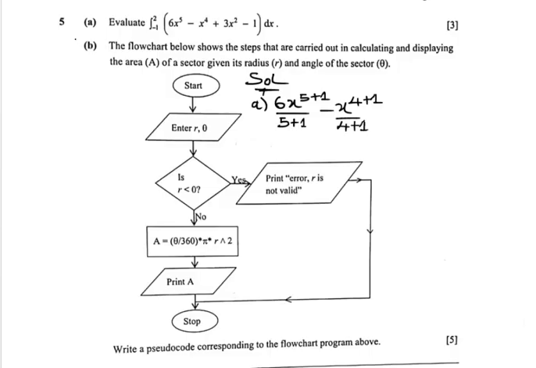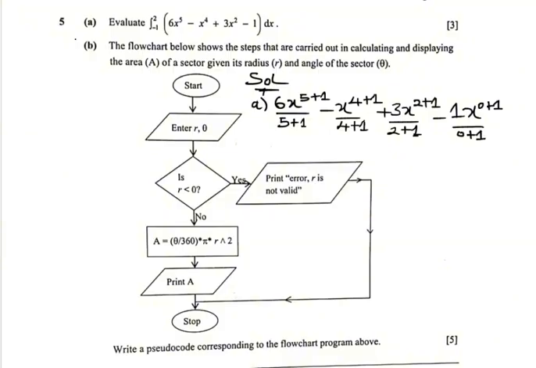Then the next term is plus 3x^2: 2 plus 1, divided by 2 plus 1. The last term is minus 1, so we introduce x to the power 0. This is because x to the power 0 is 1. Any variable to the power 0 is simply 1, and 1 times 1 gives 1. So the index will be 0, plus 1, then divided by the new index, 0 plus 1.